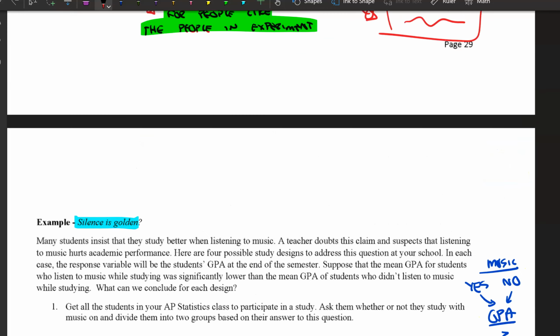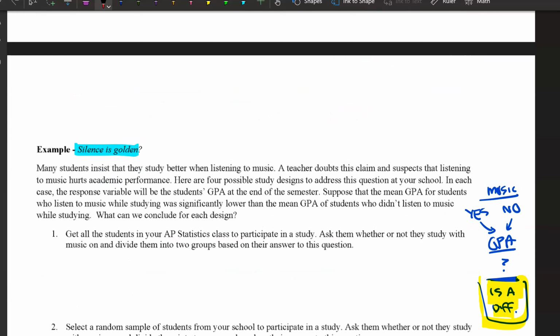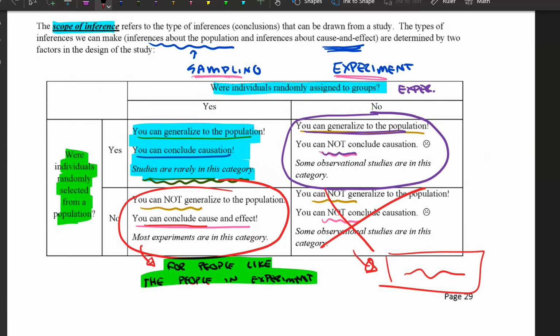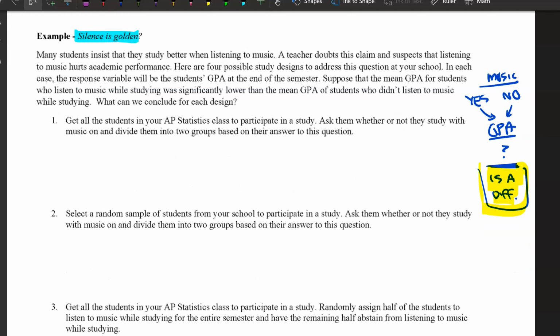Well, did we randomly sample? No, I just conveniently asked the kids in my class. So I'm right here, right? And did I randomly assign treatments? Did I do an experiment? No, I didn't divide you in half and randomly assign music or no music.